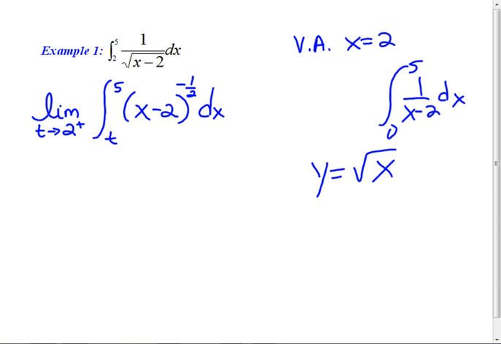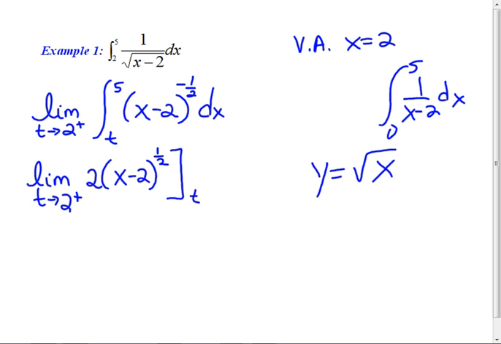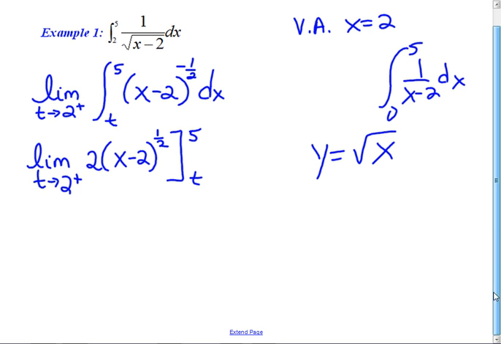Okay, so let's go ahead and integrate that. T is going to go to 2 from the right, and this is going to be x minus 2 to the what? 1/2 divided by 1/2 is times by 2. And we'll evaluate it at t and 5. And if it's going to converge, that's going to have to go to 0. I'm curious to graph this. I really don't know what it looks like. So we'll go ahead and substitute that in there.